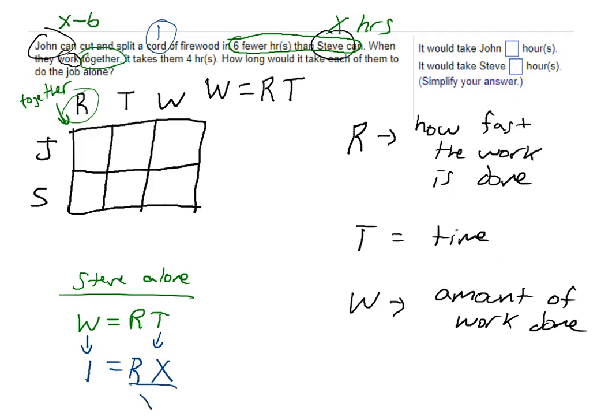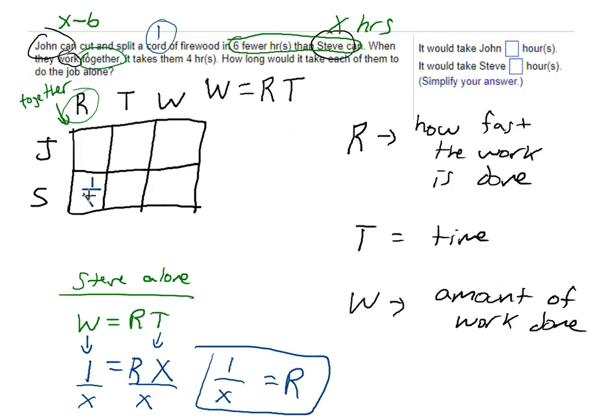And then we solve that for R by dividing by X on both sides, right? And so we get that Steve's speed is 1 over X. It's 1 over however much time it would take him to do the job alone. That's going to be how fast Steve works. And so that's what I'm going to put here for Steve's speed. So hopefully you see the pattern there. It takes Steve X hours to do the job alone, so his speed is 1 over X. So what are we going to put for John? It takes him X minus 6 hours to do the job alone, so his speed is 1 over X minus 6. All right, now you can see why this is in Chapter 5, because this is the kind of stuff we're doing in Chapter 5, right?